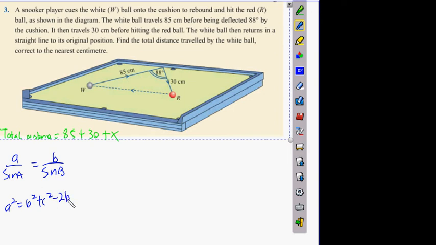If you can't use the sine rule, will it not look bad? Apparently not. Okay, it's going to look bad anyway, so that looks less bad.